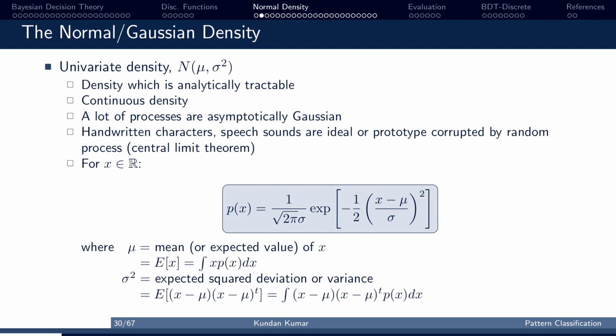Here we will study the univariate density function. The univariate normal density function has two parameters, one is the mean and the other is the variance, where sigma is the standard deviation.